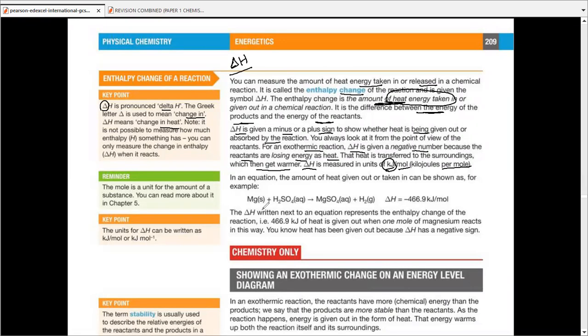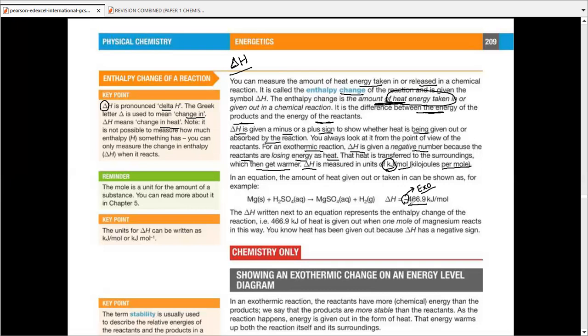All right. So let's take an example. Magnesium is reacting with dilute sulfuric acid. It's producing a salt. It's also producing hydrogen gas with it. The reaction is shown as delta H is equal to negative 466.9 kilojoules per mole. What does that mean? First of all, this negative sign should tell you that this is an exothermic reaction and the heat is being given out. That's the first thing you should notice about any reaction around which this delta H value is written.